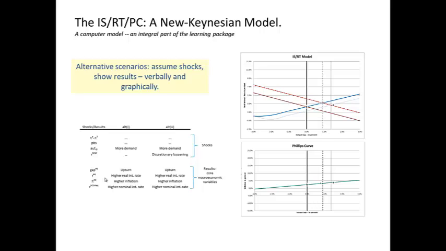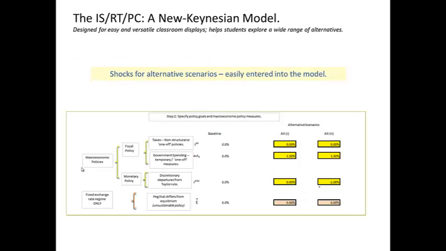Now, as I mentioned, not only in the book is this model implemented, but also on the computer. And we feel that this computer model is an integral part of the learning package. We're sure that you're going to find this model very, very useful to demonstrate a wide range of alternative scenarios. You will be able to assume different kinds of shocks occur, and the model will show results both verbally and graphically. You'll see in the next video how easy it is to enter shocks for alternative scenarios.